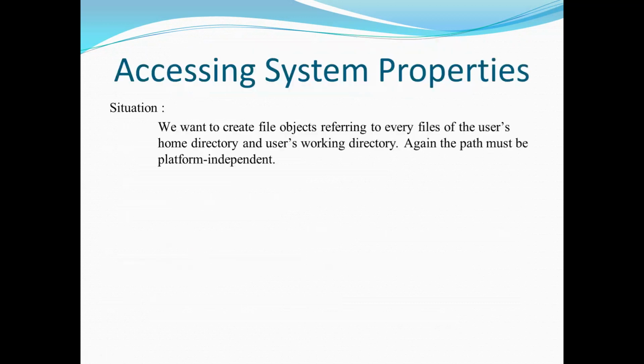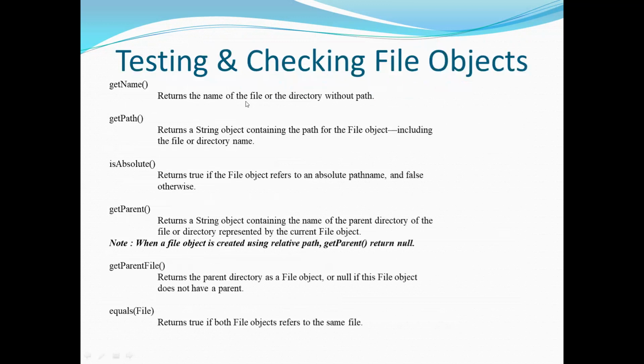So now come to this part: accessing the system's properties. There are so many methods, and now we are going to learn those things. After creating the file object, you will get so many methods by which you can check and test things like the name, what is the name of your file. It returns the name of the file or the directory without path. getName: you can get the name of the directory or the file to which the file object is pointing. Okay.